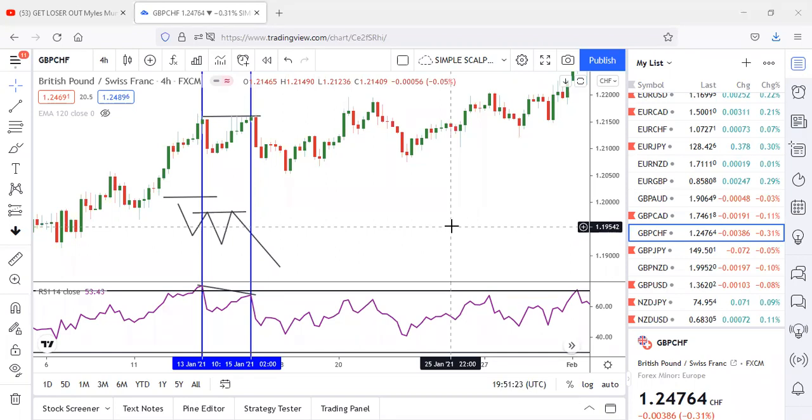H4 is stronger than H1 and 30 minutes. The second advantage is that the profit you will catch on H4 will be more worthwhile than what you will see on H1. So I recommend H4 and above. But of course, you can do this on lower time frames as well. I hope this is very, very clear.